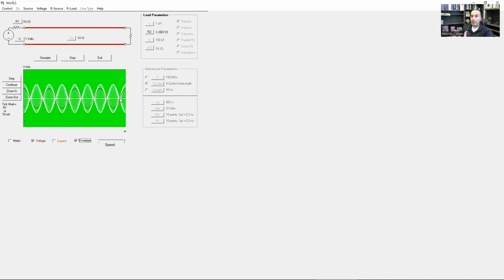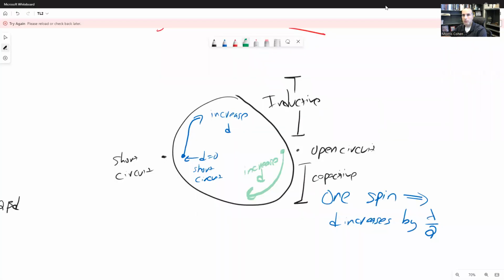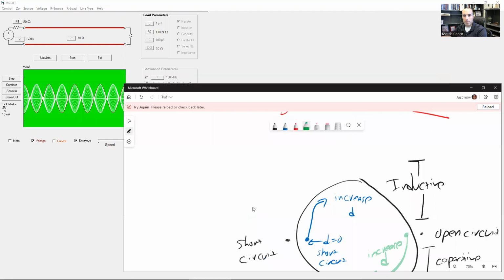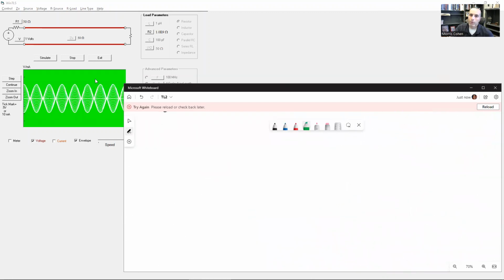So again, standing wave. To see this mathematically, let me just remind you that if we have a positive going wave, that effectively means e to the positive j beta z. This would be a negative going wave.